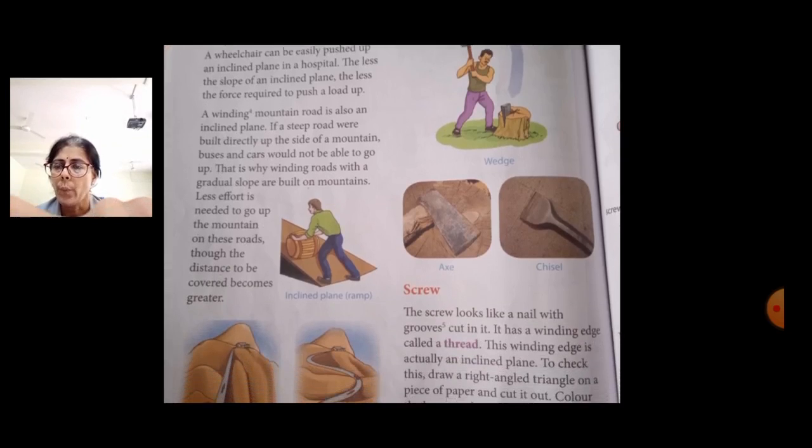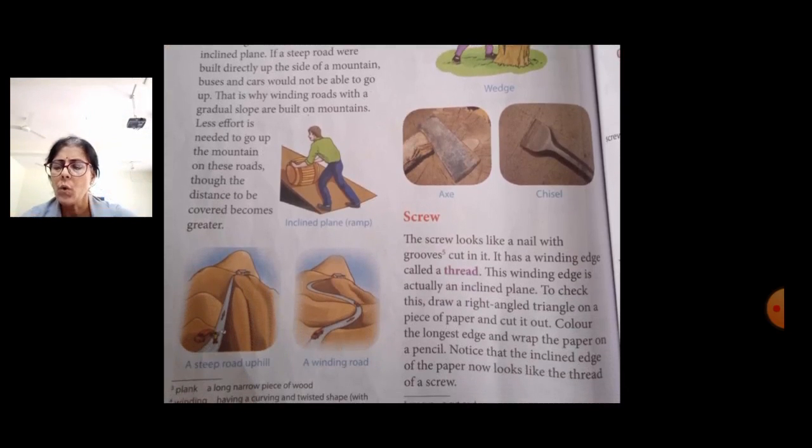Screw. The screw looks like a nail with a groove. अंदर जो cut marks होते हैं screw के अंदर, that are known as grooves. It has a winding edge called the threads. The winding edge is actually an inclined plane. जो edges होती है that are inclined plane.